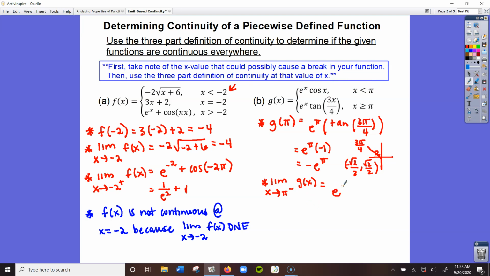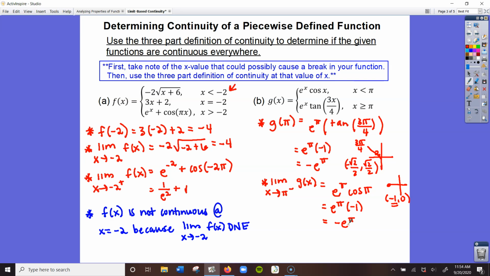And that would give me e raised to the pi times cosine of pi. Now cosine of pi is over here on the negative x-axis. That is the coordinate -1, 0. My x value is the cosine. So that means that the limit as x is approaching pi from the left of g of x is e raised to the pi times -1, which is equivalent to negative e to the pi.